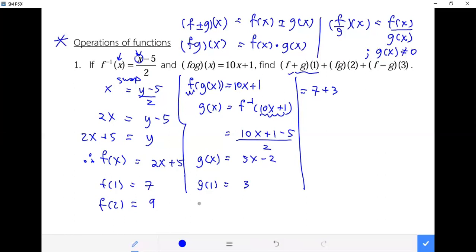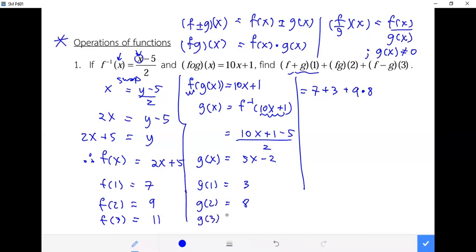And then G2 is 5 times 2 is 10, 10 minus 2 is 8. G2 is 8. So this one is going to be 9 times 8. Super easy, right? Now you go F3. F3 is 6 plus 5, and 6 plus 5 is 11.